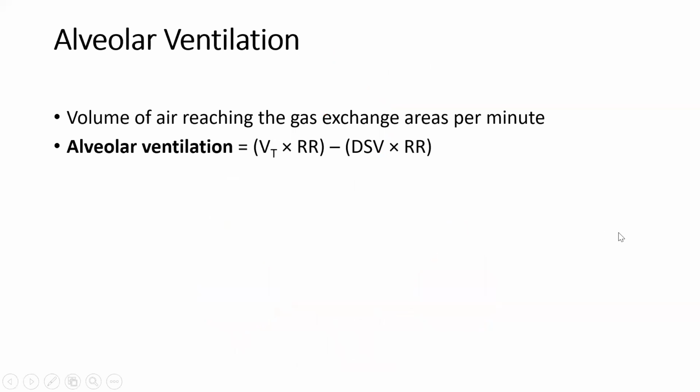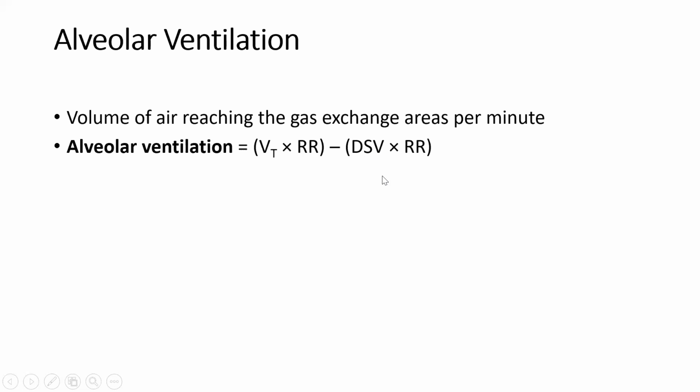All right. And so a truer reflection of our ventilatory rate is the alveolar ventilation. And so that's going to be our minute ventilation, which is our tidal volume times our respiratory rate. So that's all the air coming in per minute. But then we're going to subtract out our dead space volume times our respiratory rate as well.